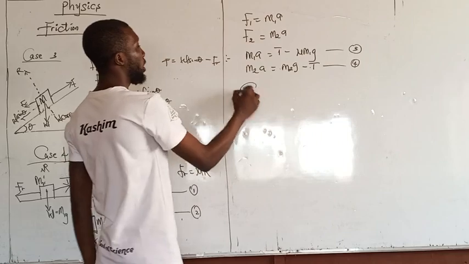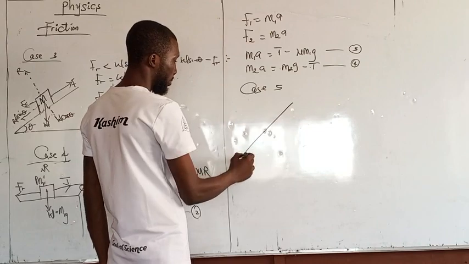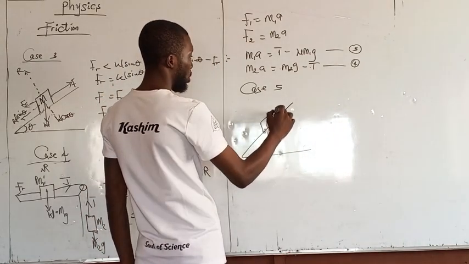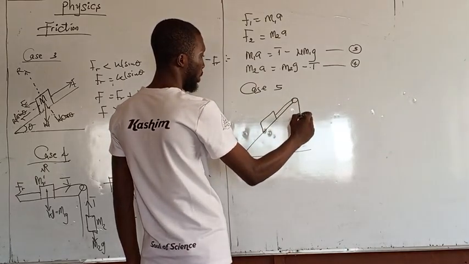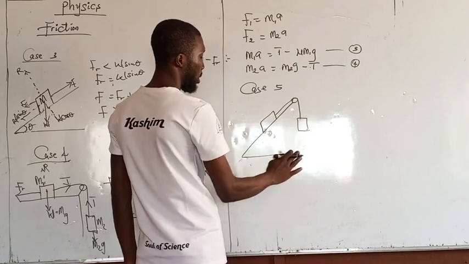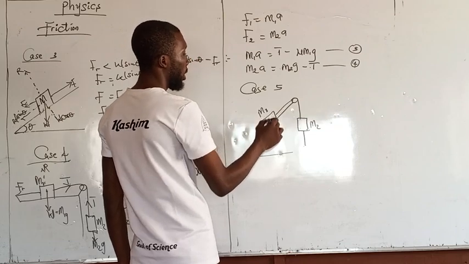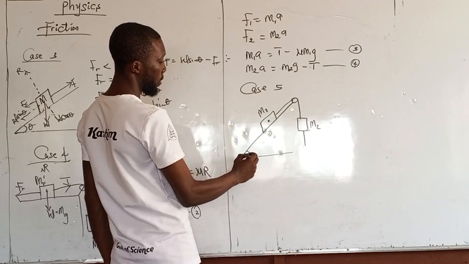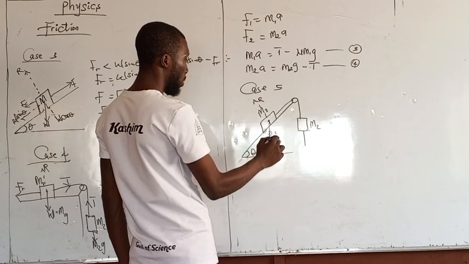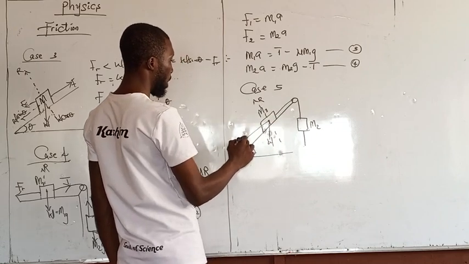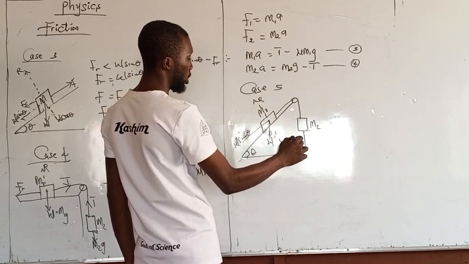Then the fifth case scenario is when we have an inclined plane connected by means of a frictionless pulley with another mass. Now, if we call this our M2, here our M1, everything that happens in the previous case still repeats itself. Here is our angle theta, our normal reactional force R, our weight W. Without being told, we know that here is going to be W sine of theta, and this side is W cosine of theta, our normal reactional force.